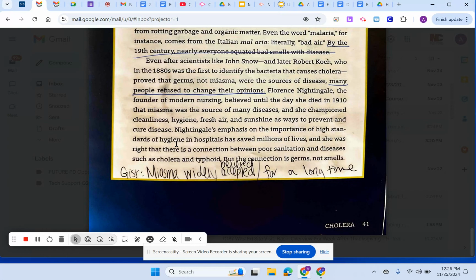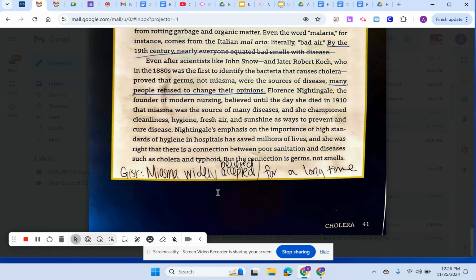Even after scientists like John Snow and later Robert Koch, who in the 1880s was the first to identify the bacteria that causes cholera, proved that germs, not miasma, were the sources of disease, many people refused to change their opinions. Florence Nightingale, the founder of modern nursing, believed until the day she died in 1910 that miasma was the source of many diseases, and she championed cleanliness, hygiene, fresh air, and sunshine as ways to prevent and cure disease. Nightingale's emphasis on the importance of high standards of hygiene in hospitals has saved millions of lives, and she was right that there is a connection between poor sanitation and diseases such as cholera and typhoid. But the connection is germs, not smells.